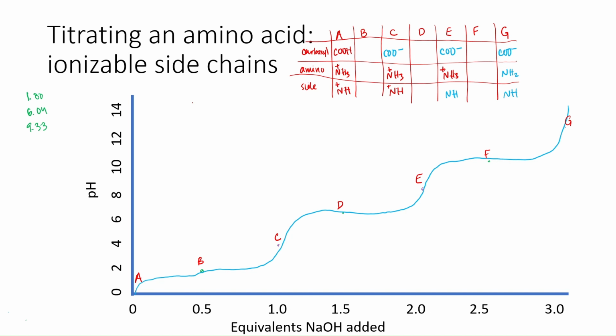And at the half equivalence points, that's when we have some of each species, right? So at equivalence point B, our first half equivalence point, which is the pK1, that is where our carboxyl group is half protonated, half deprotonated. So we have some of each. And at point C, our first equivalence point, is where it's fully deprotonated. And it's going to continue to be fully deprotonated all the rest of the way through.